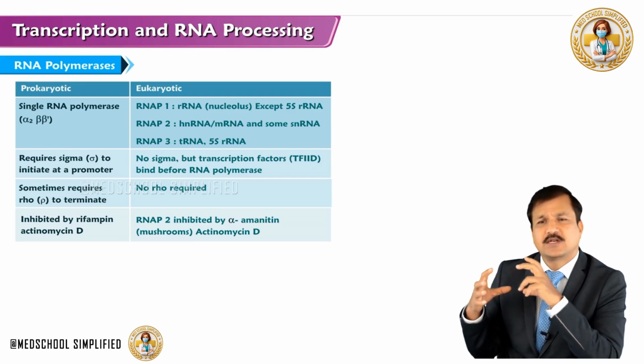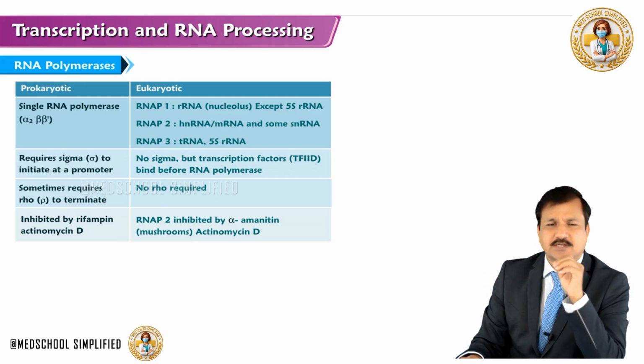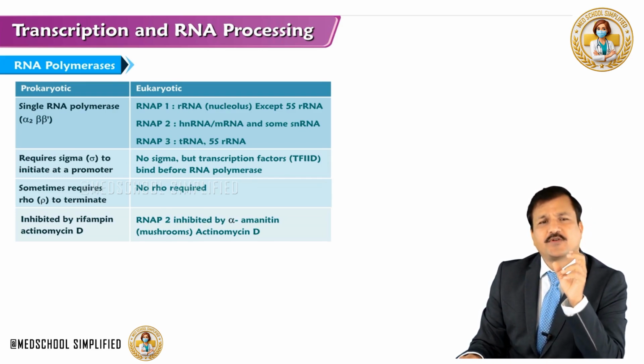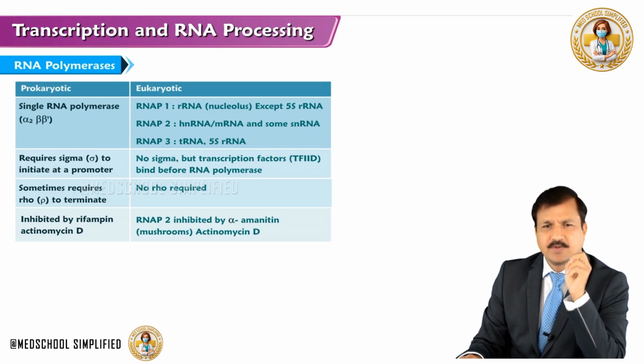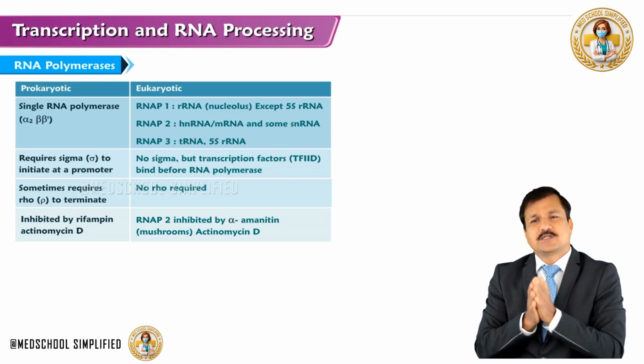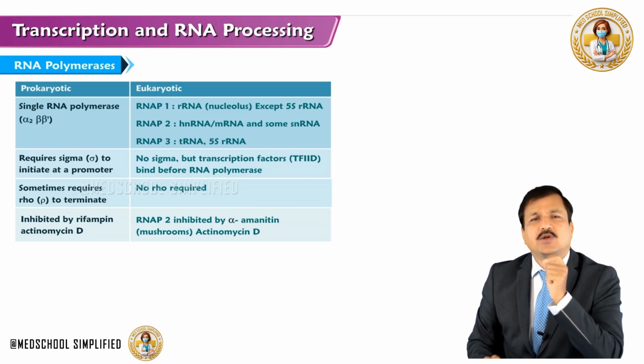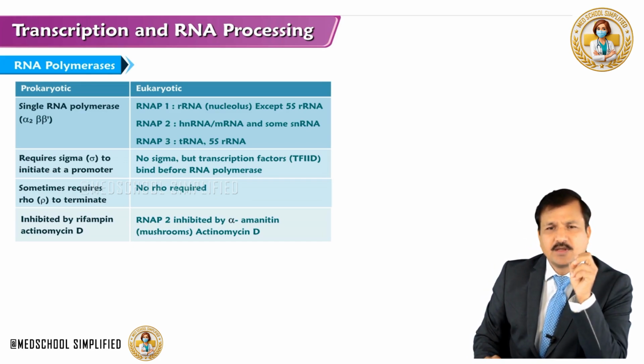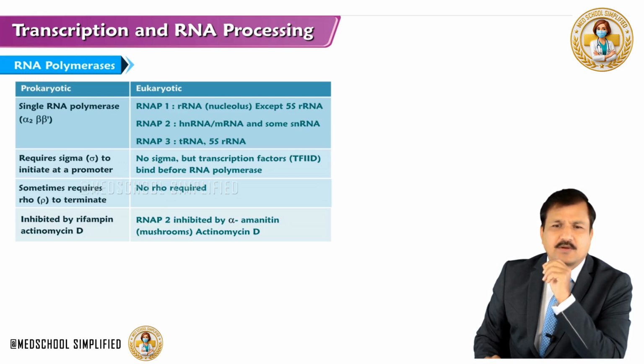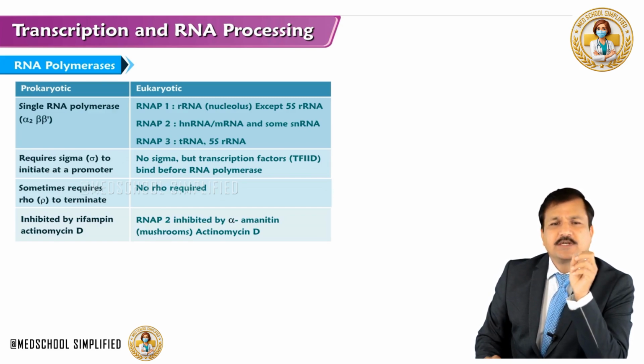A sigma factor is released immediately after initiation of transcription. Now, termination of transcription sometimes requires a protein called Rho factor. And the prokaryotic RNA polymerase is inhibited by rifampin, while actinomycin D will bind to DNA and prevent the transcription process.